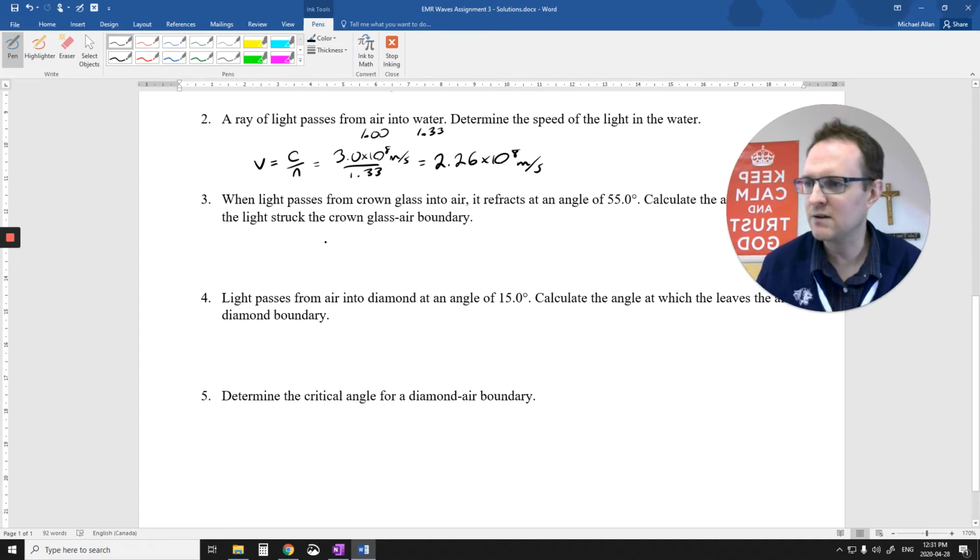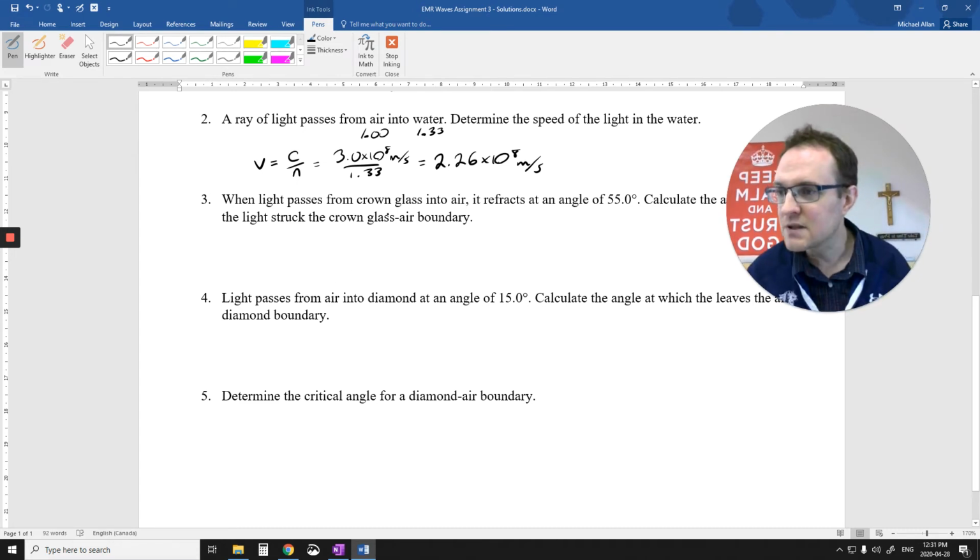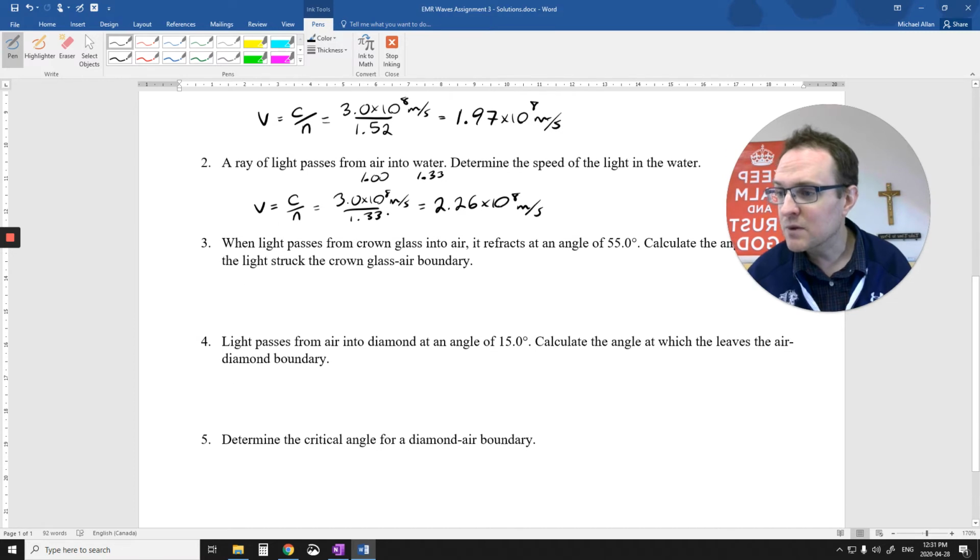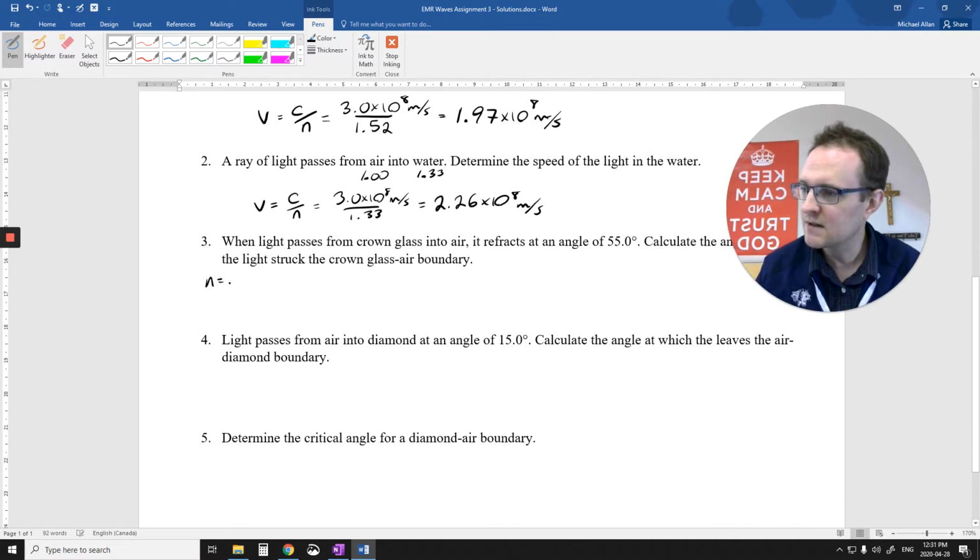Light passes from crown glass again. So crown glass, what did we have up there? 1.52. So I'm just going to put that here. Air being, that's air, I'm just going to put air beside it, 1.00.